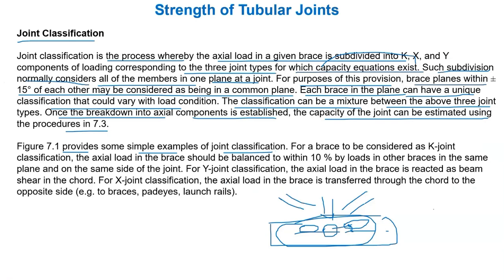For K joint classification, the axial load in the brace would be balanced to within 10% by loads in other braces in the same plane on the same side of the joint. For Y classification, the axial load in the brace is reacted as the beam shear in the chord. For X classification, axial load in the brace is transferred through the chord to opposite braces. One minute, let us see here.